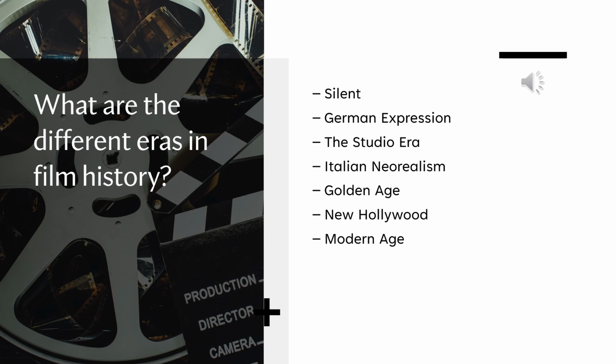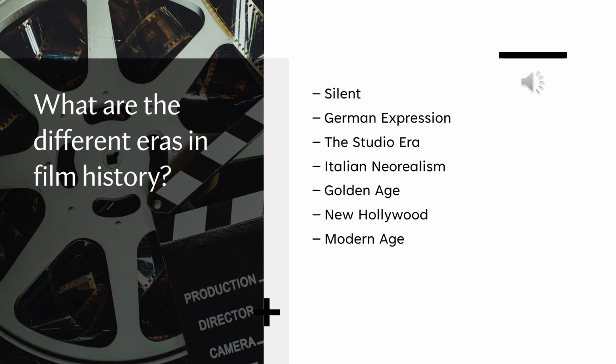This era came to rise. Films such as Nosferatu and Metropolis fit this category. Next is the studio era of the 30s and 40s. It brought in bigger names such as MGM, Paramount, WB, and Fox.